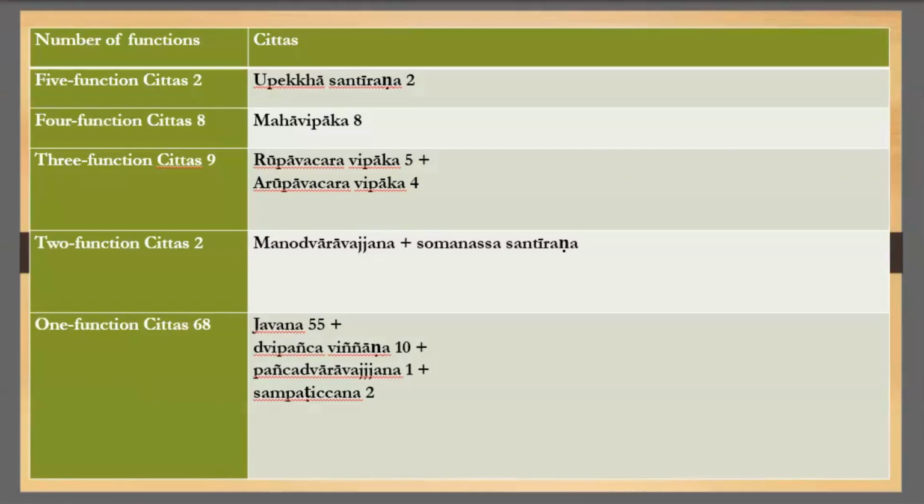There are 2 Chittas, Upekkha Santirana Chittas, that have 5 functions. What are they? Upekkha Santirana Chittas have 5 functions: Patisandhi, Bhavanga, Chuti, then Santirana and Tadarammana.